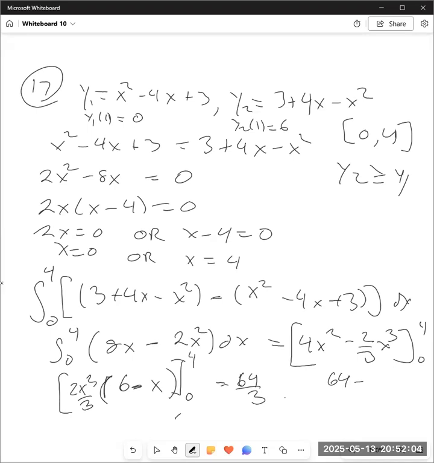Let's just check that. 64 minus 128 over 3 is 192 minus 128 over 3, which is 64 over 3. Yes.